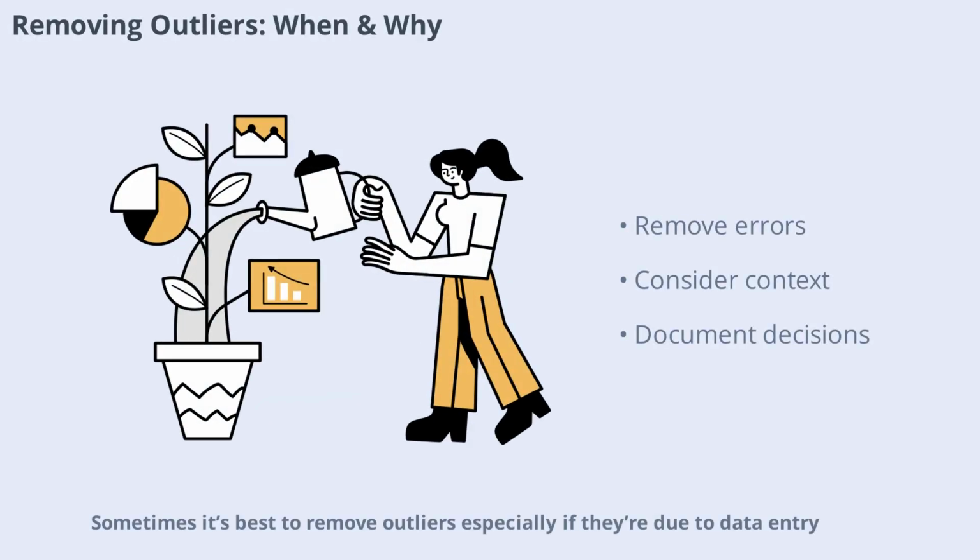Sometimes, it's best to remove outliers, especially if they're due to data entry errors or are not relevant to your analysis. However, you should always consider the context. Sometimes outliers are important and tell a story. Make sure to document your decisions so others understand your process.